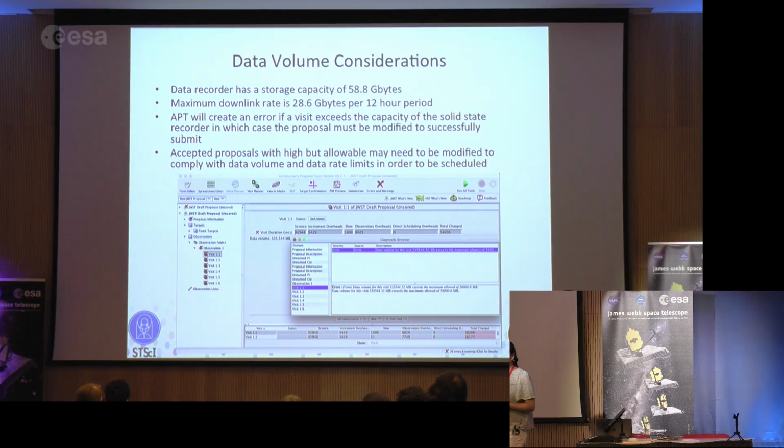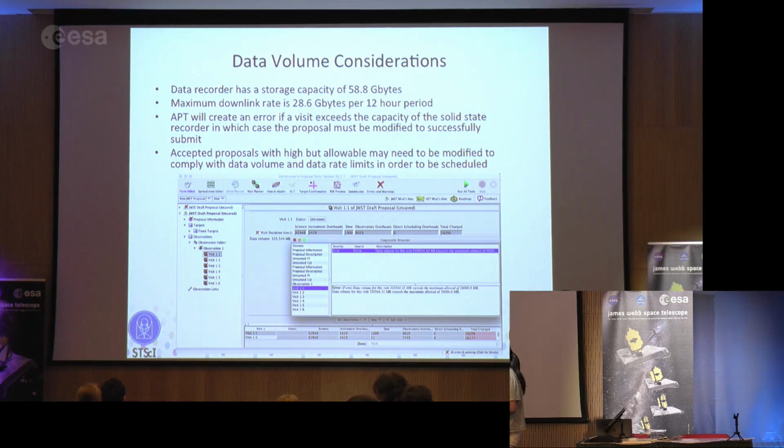The great thing about APT is that it will calculate the length of your observation, and it will know approximately how much data you will take. And so if you exceed the capacity of the solid state recorder, it'll actually give you a warning. This is a screen capture of what would happen if you were trying to plan one of these observations and you exceeded the data recorder. You would get all these little red X's associated with the visits that have problems, and it would throw you an error saying that you've exceeded the allowable rate.